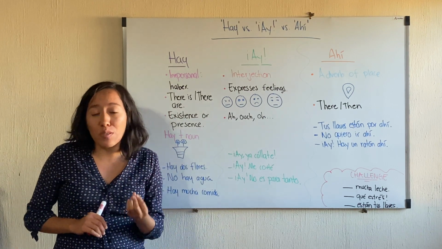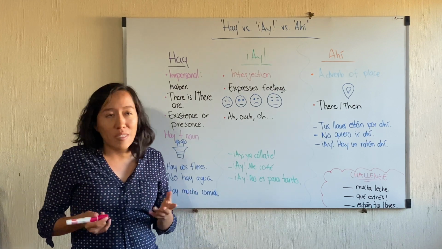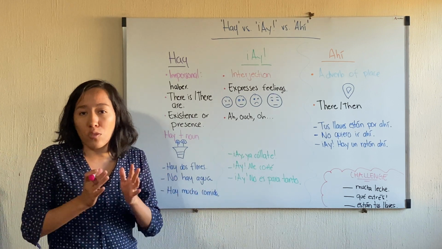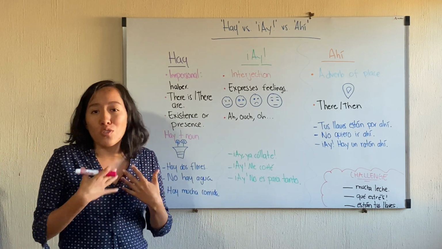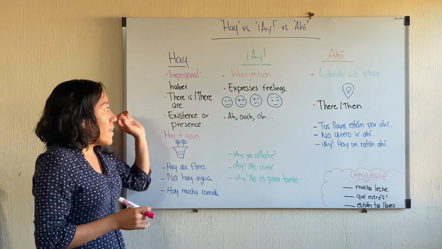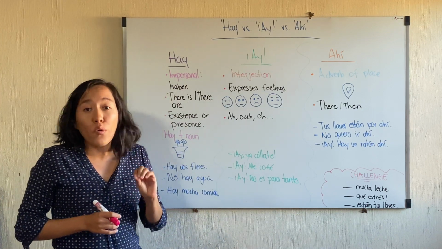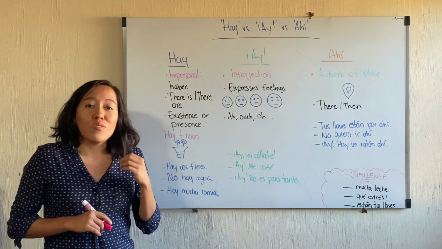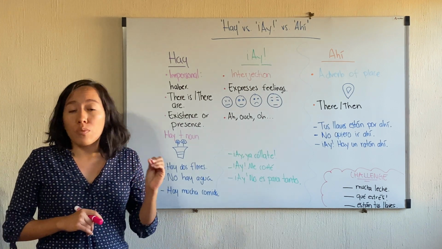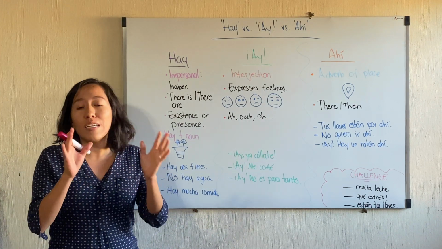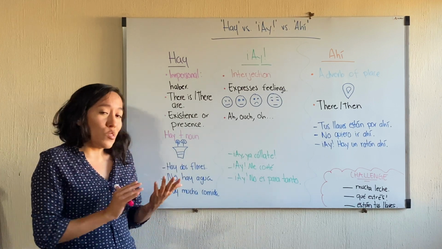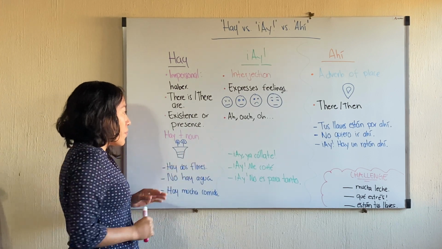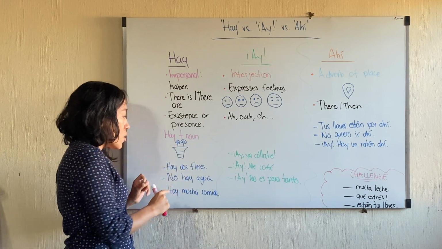Hay is an impersonal form of a verb, and this means that you're using it to talk generally. You're not addressing a specific person, you're just talking in general. Hay can be translated as there is or there are, depending on the noun that you're using it with. We use it to describe the existence or the presence of something or someone in a certain place. As I told you before, hay is followed by a noun. And over here I have some examples.